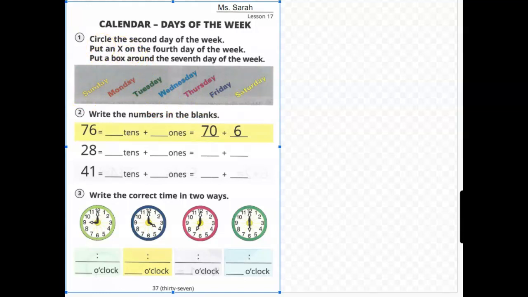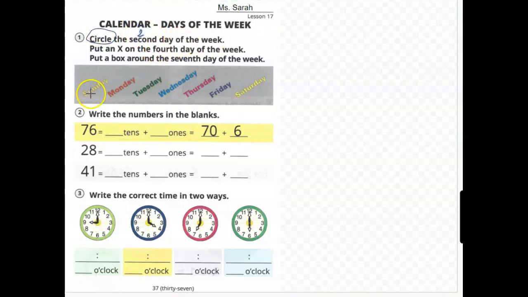And the directions we're being given say to circle the second day of the week. Well, here's number 1 and here's number 2. So that's the second day of the week. Now it's telling us to put an X on the 4, see that word, fourth day of the week. So 1, 2, 3, 4.